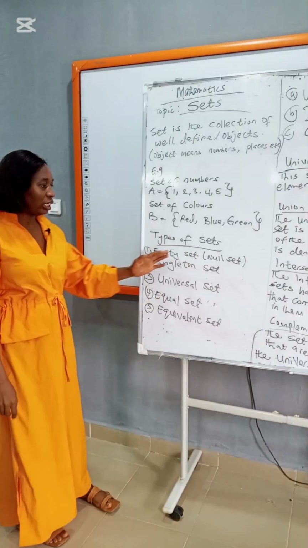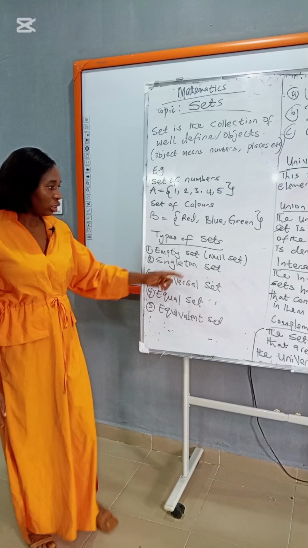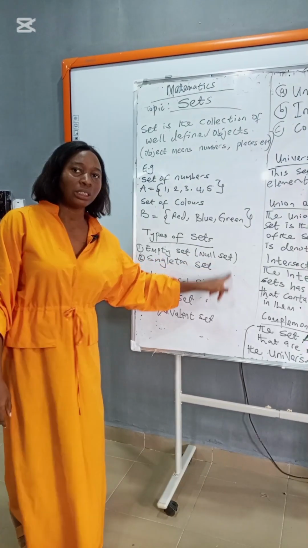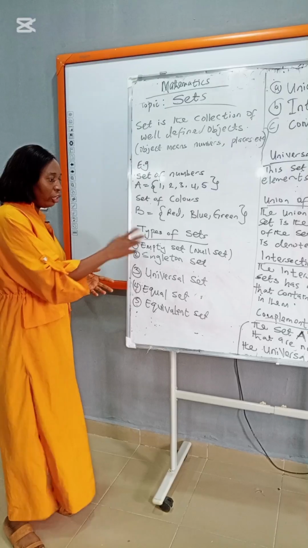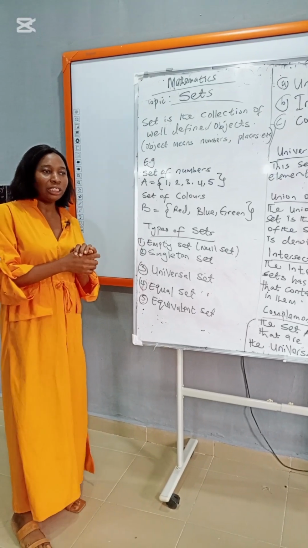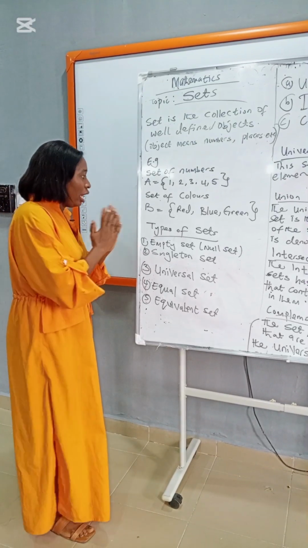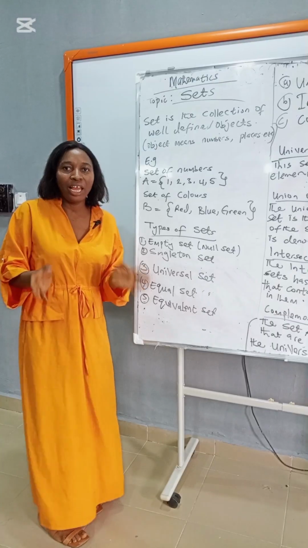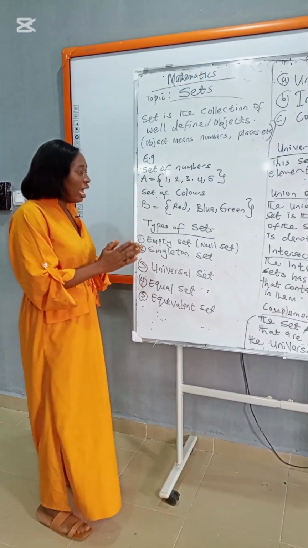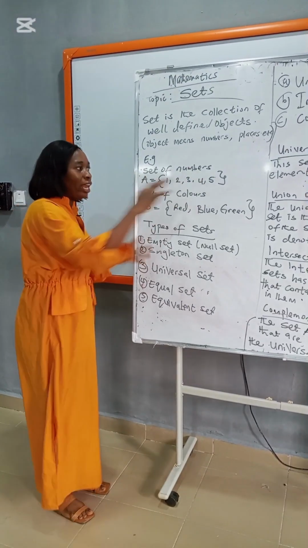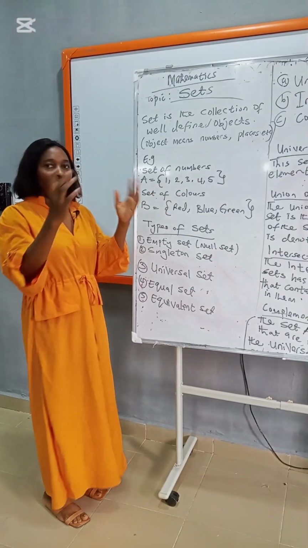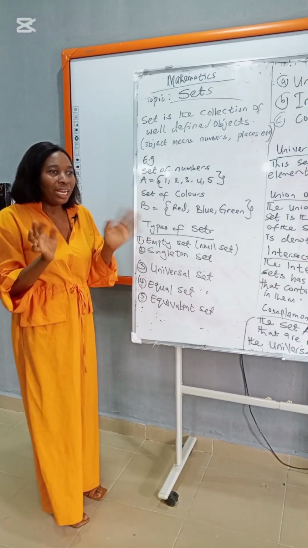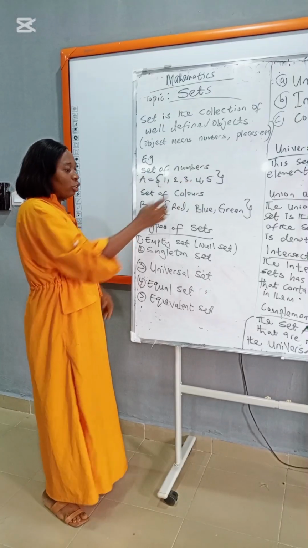So now we have types of set. The first one is what? An empty set, or we call it what? Null set. So any of the names can go with it. When we say null set or an empty set, this is a set that doesn't have any element in it. It means I can have set A with no element in that set. So now if I have a curly bracket, there will be nothing in the curly bracket.